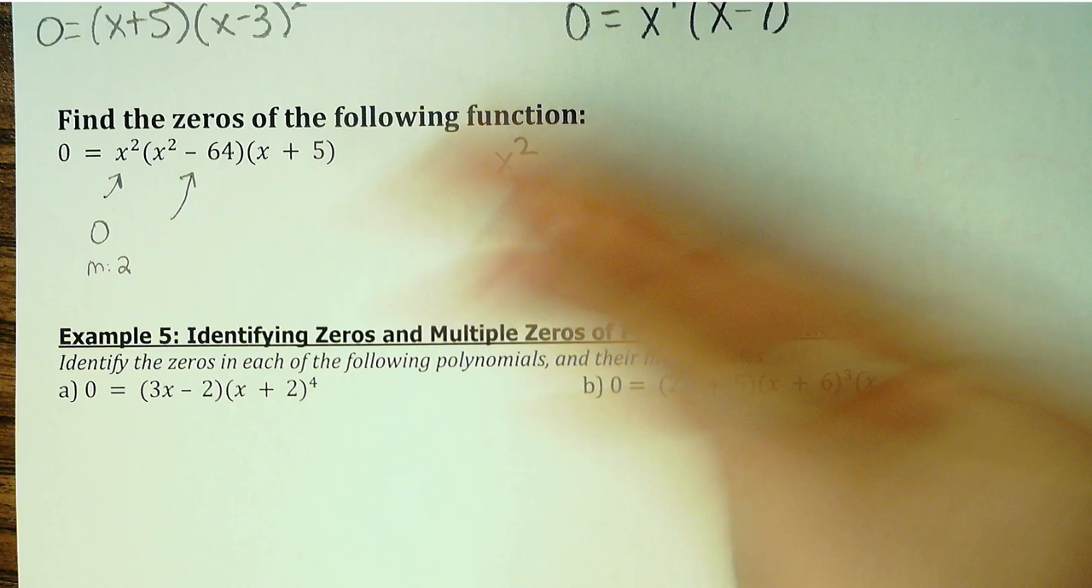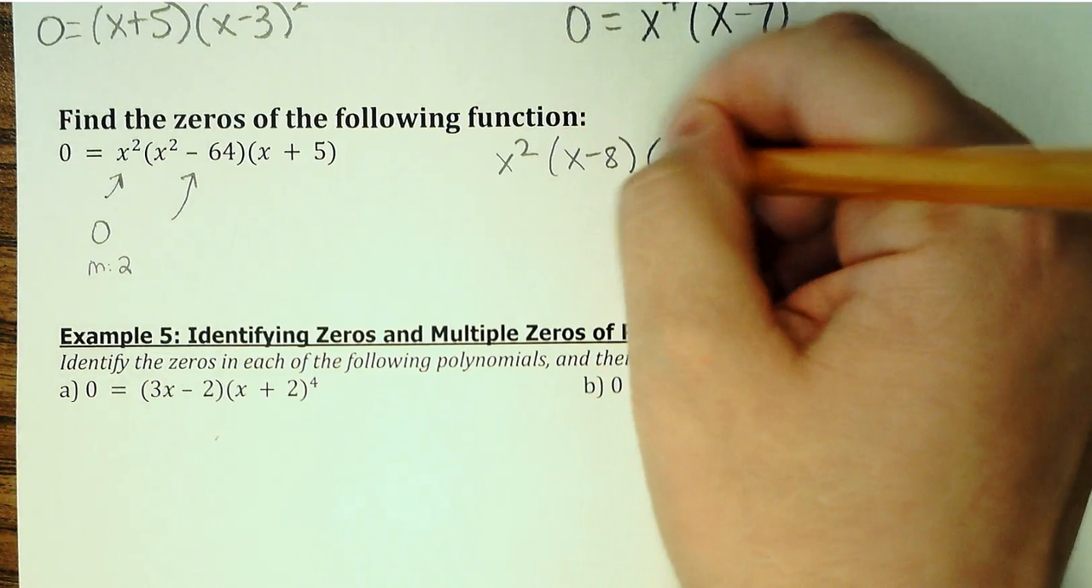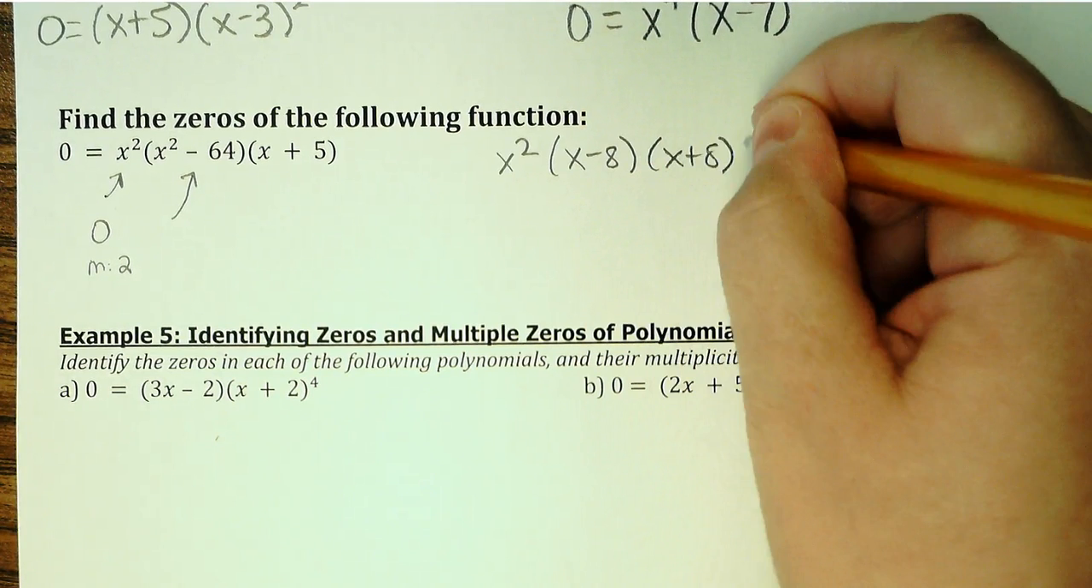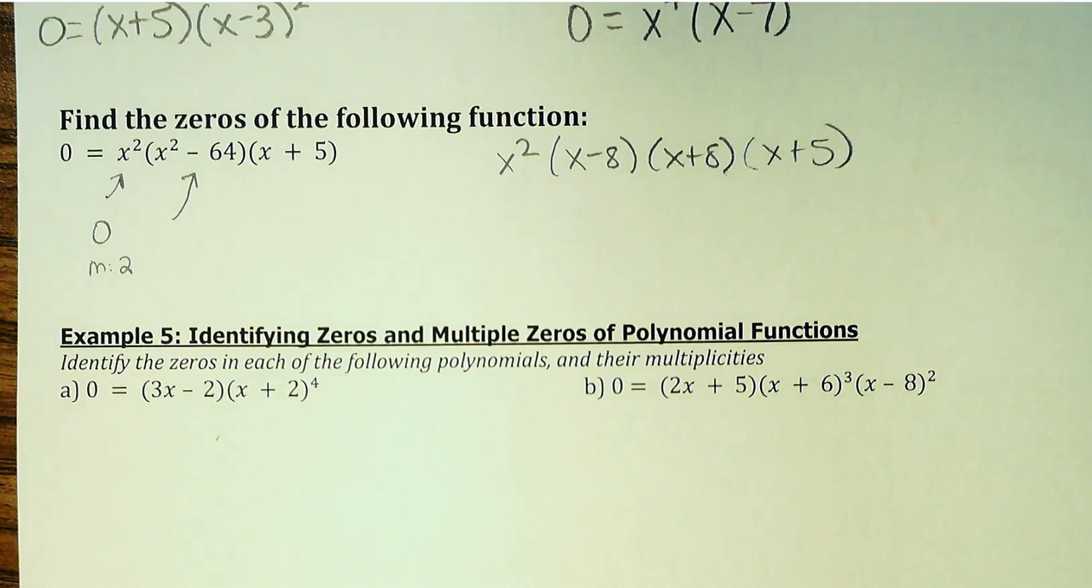This is a difference of squares. You can factor x squared minus 64. It's an x minus 8 and an x plus 8. So let me show you this very quickly, but I'll also show you an alternative.